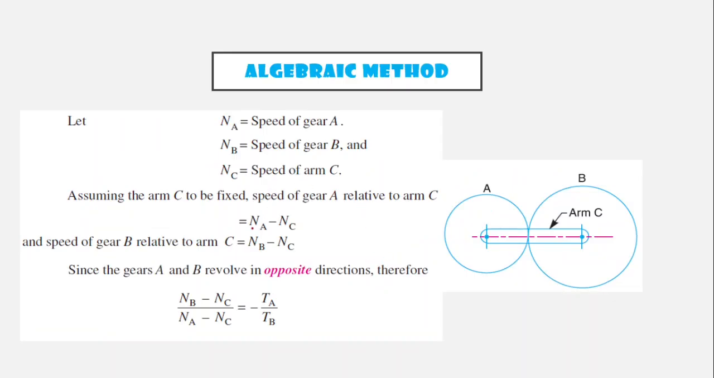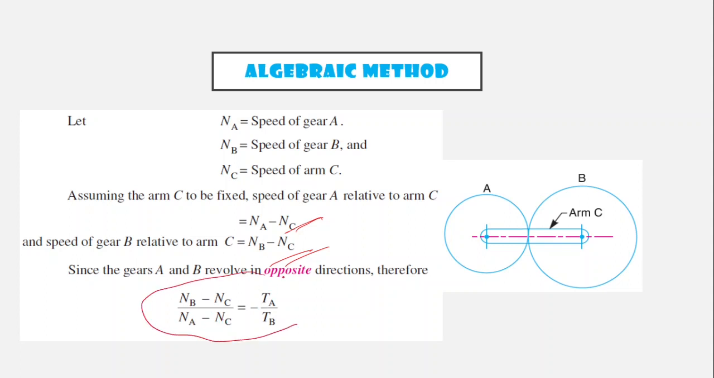And in the algebraic method, we know that NA is the speed of gear A, NB is the speed of gear B, NC is the speed of arm C. Assuming C is fixed, the speed of gear A relative to arm C, or relative velocity of A with respect to arm C, is NA minus NC, and the speed of gear B with respect to arm C is NB minus NC. Then NB minus NC divided by NA minus NC is equal to minus TA by TB.